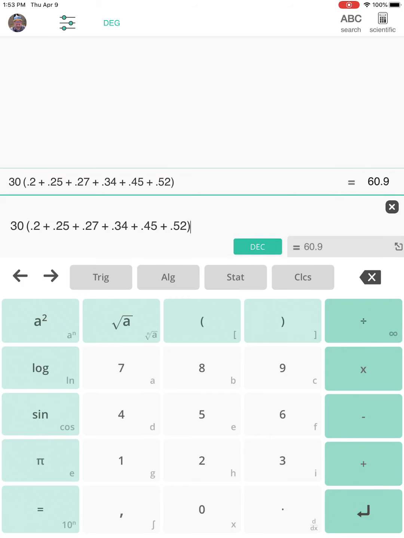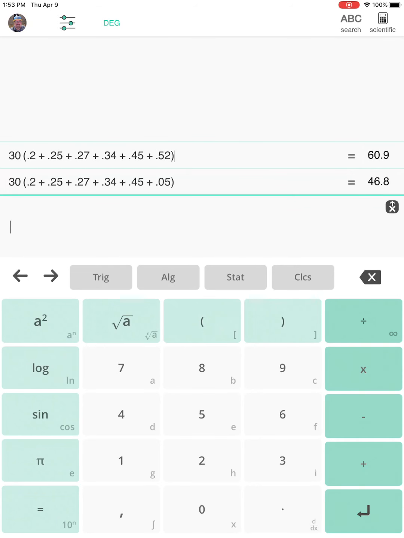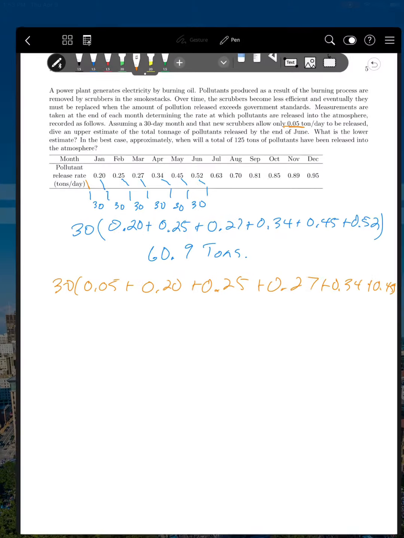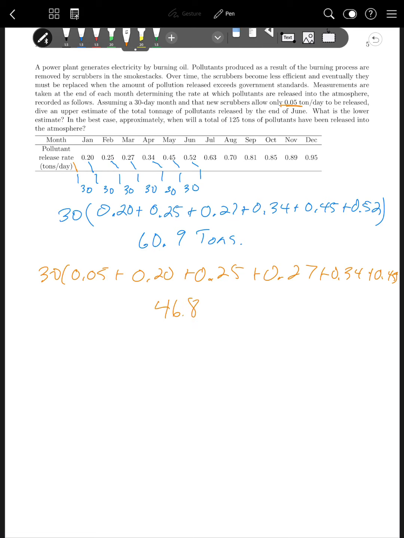So we would do 30 times 0.05 plus 0.20 plus 0.25 plus 0.27 plus 0.34 plus 0.45. And we would not use the 0.52 because we're using the value from the beginning of the month. So we do the exact same calculation, and I can just get rid of this last number and replace it with 0.05. So we get 46.8 tons.